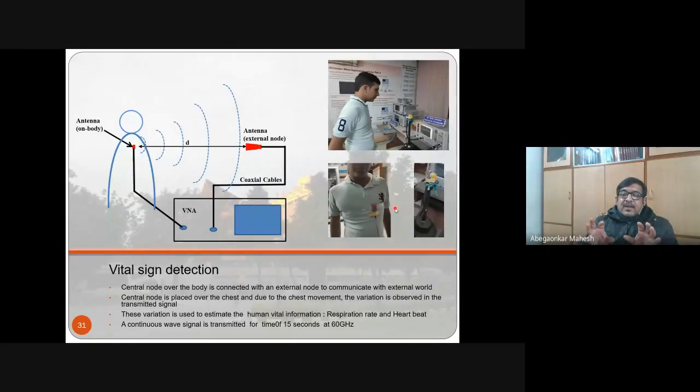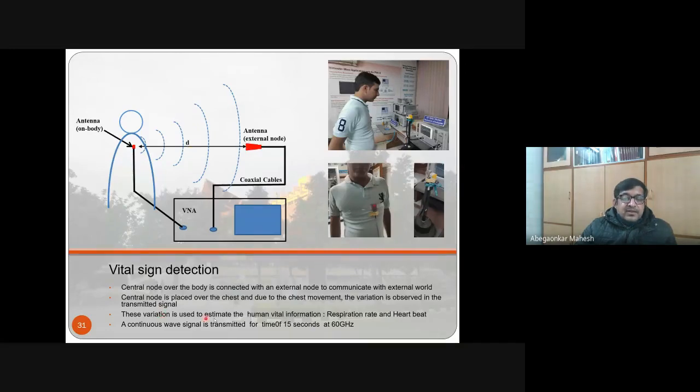It will pick up the changes in the chest movement and then communicate it with this particular antenna. The central node over the body is connected with an external node to communicate with the external world. The central node is placed over the chest, and due to the chest movement, a variation is observed in the transmitted signal. This variation is used to estimate the human vital information, that is, respiration rate and heartbeat.